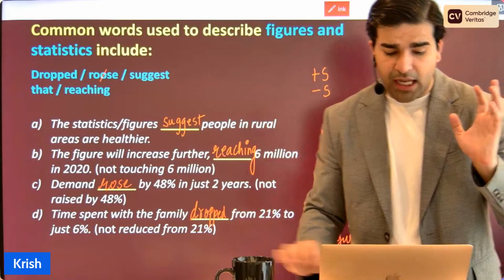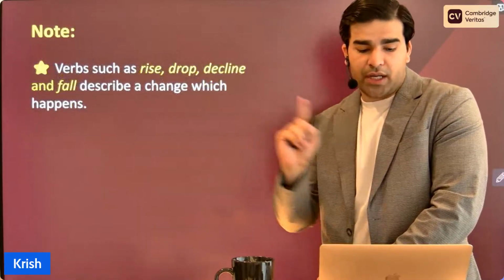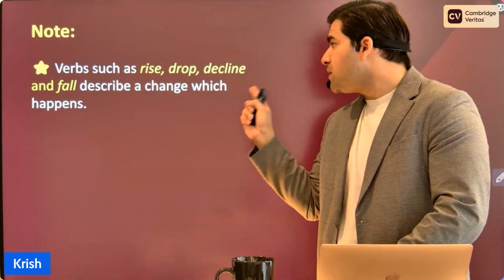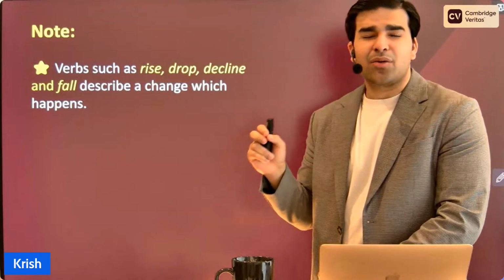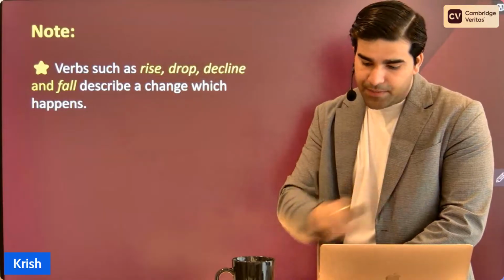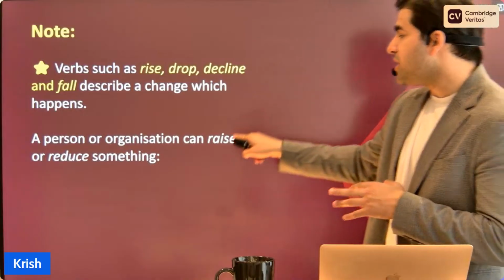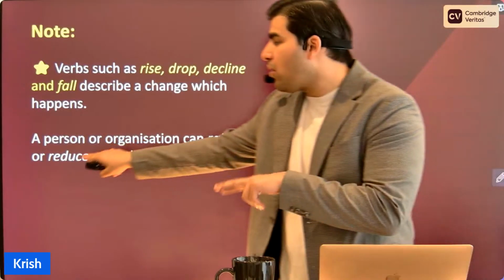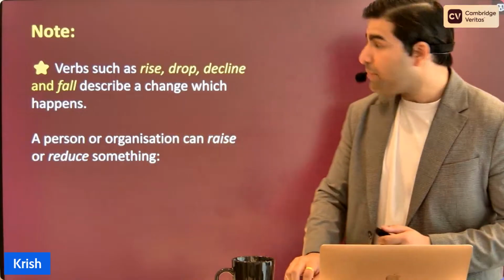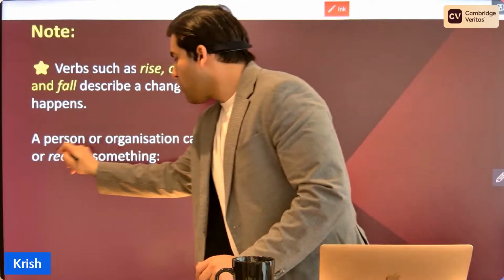So this was the first part. I now want you to remember something important. This is a special note that I have for all of us. Please have a look. There are some words, especially these four words on the screen: rise, drop, decline, and fall. What do they show? They describe a change that's taking place, correct? As in, a person or organization can raise or reduce something.